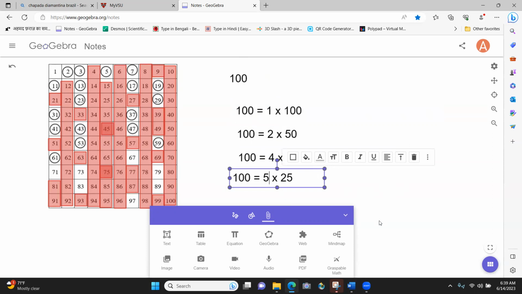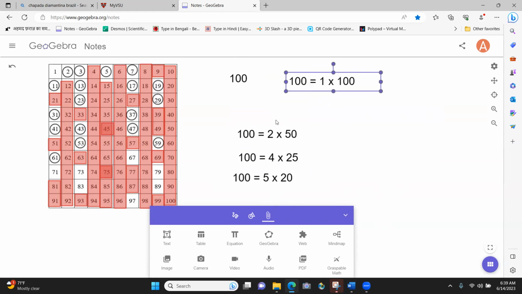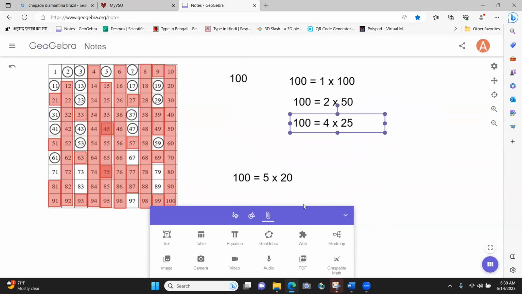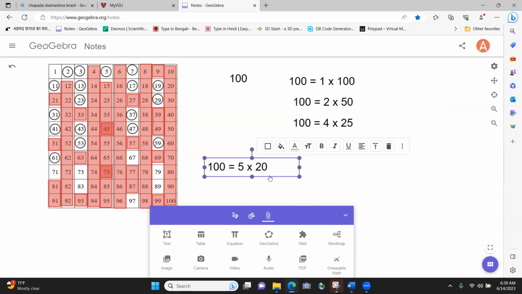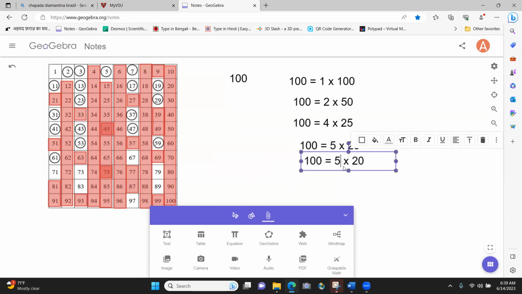Is 100 divisible by 6? No. You will have your calculator and you can check it. The answer will not be a whole number. So is 100 divisible by 6? No. 7? No. 8? No. 9? No. 10? Yes. 100 is divisible by 10. Okay. That's all you need to check. And you have all the factors of 100.